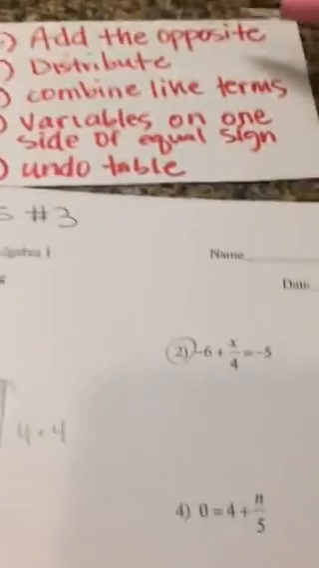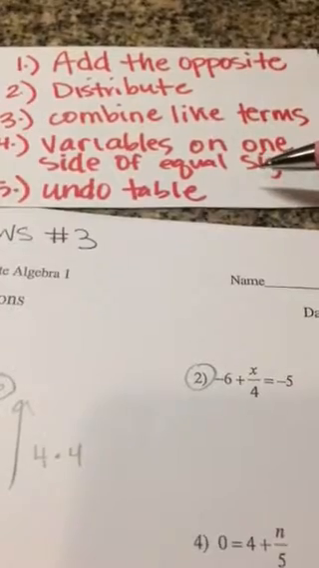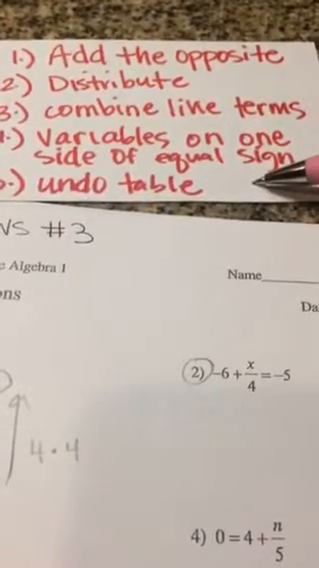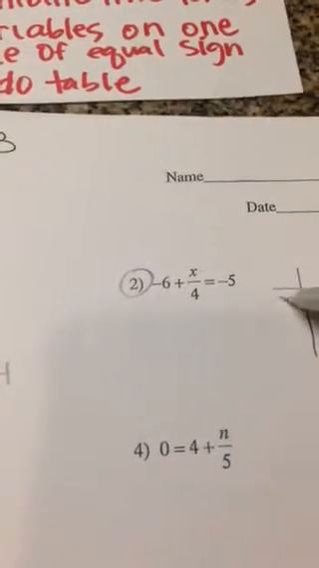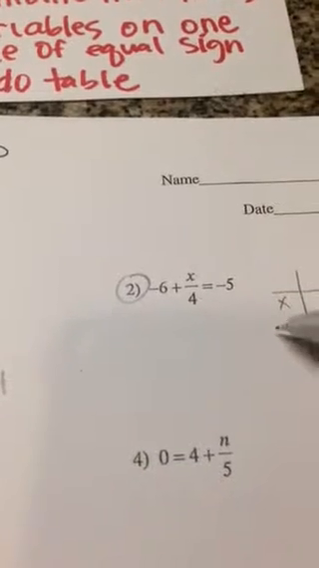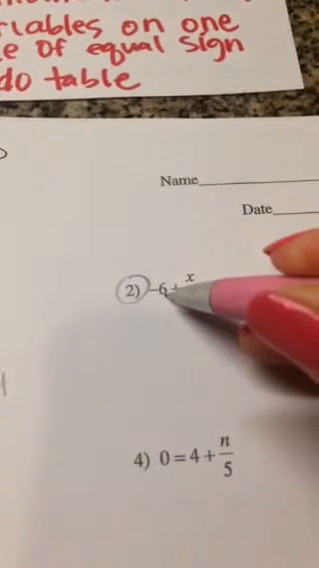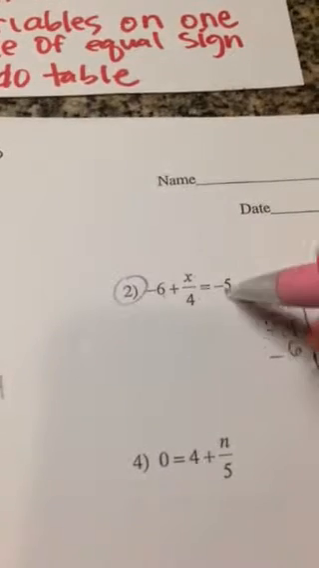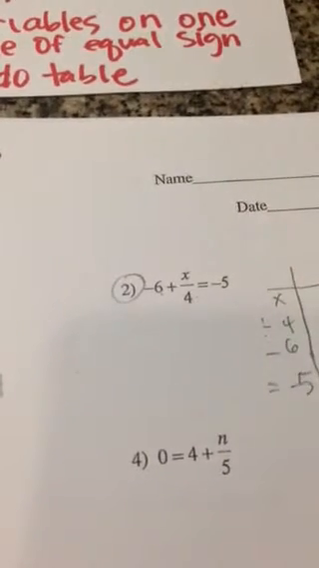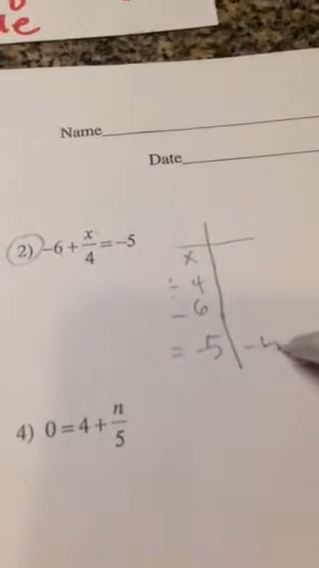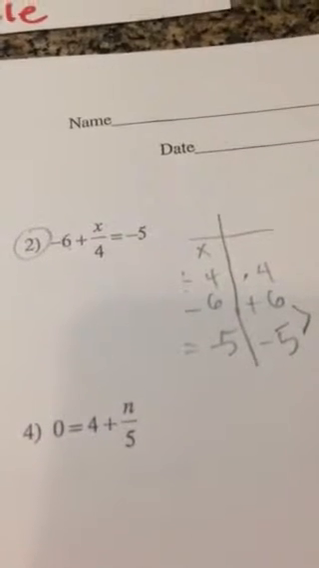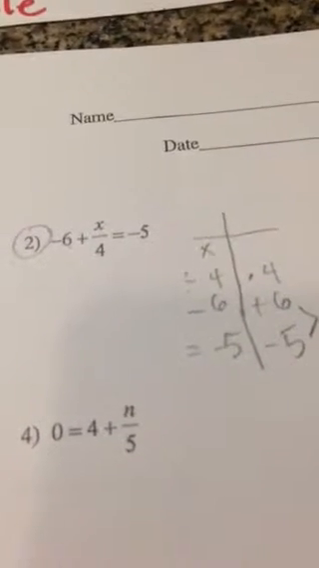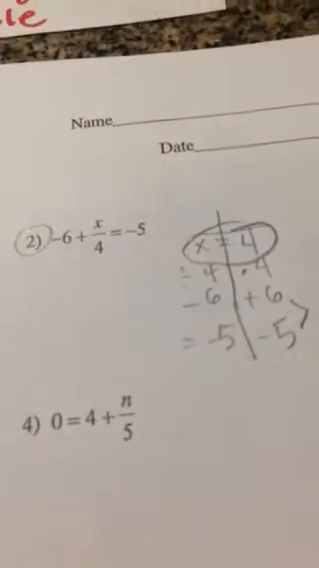Number 2. Again, checking our to-do list. Everything is in order, so we're just ready to do the undo table. This time x is our variable. First thing happening to x is divide by 4. Second thing happening to x is minus 6, and the whole thing equals negative 5. Negative 5 plus 6 is 1. 1 times 4 is 4. So x equals 4.